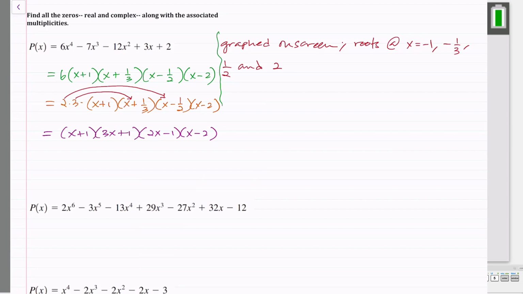And so I do have that here. And by the way, if you want to be super clear about this one, you could say something like the following. So we said that we have a root at -1, and that has a multiplicity of 1. We had another root at -1/3, and that has a multiplicity of 1. And we had a root at 1/2, and that has a multiplicity of 1. And then we have a root at 2, and that has a multiplicity of 1. And so you can see that altogether, when you add up the multiplicities, you get 4, which is the degree of this polynomial.